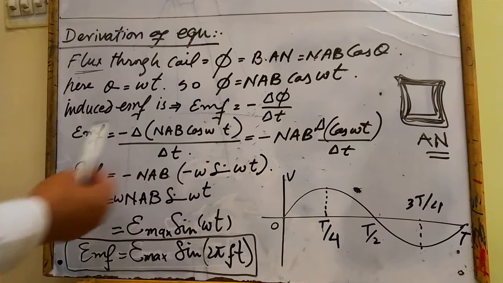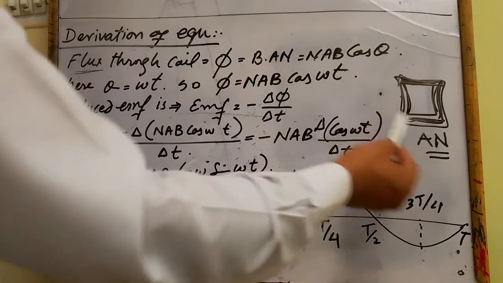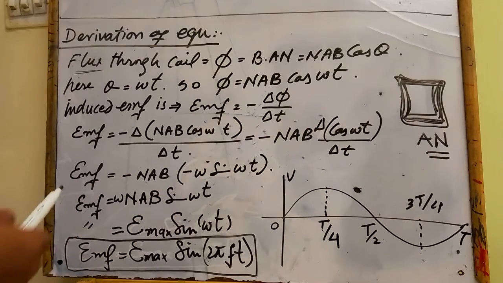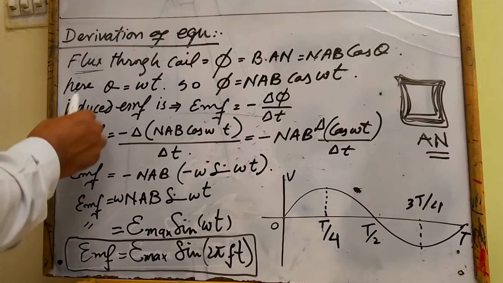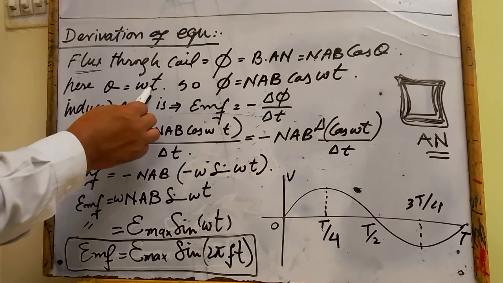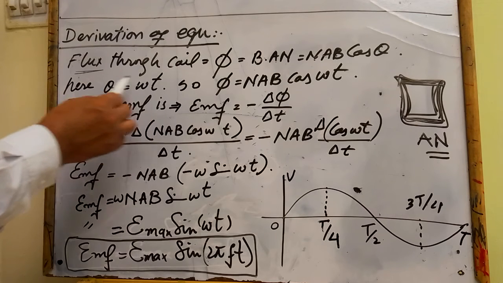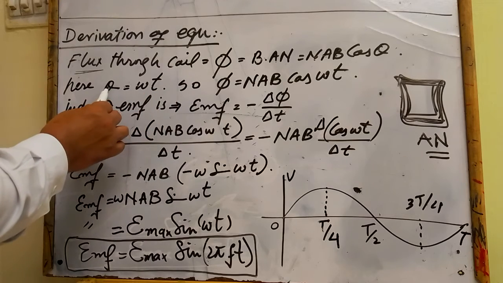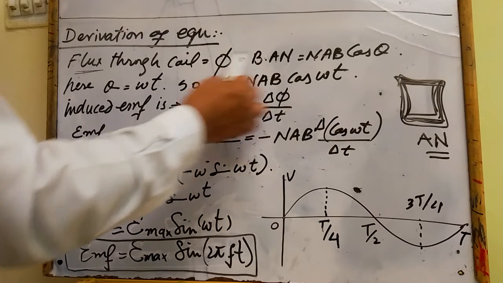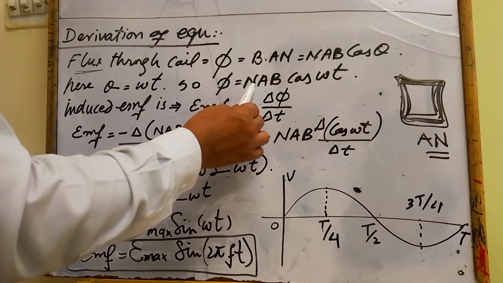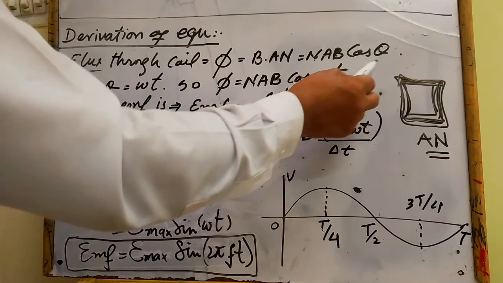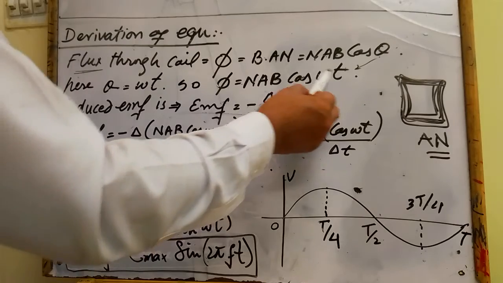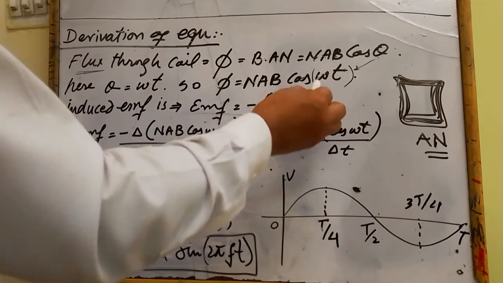As we know, the coil is rotating in a magnetic field with some specific frequency f or angular velocity omega. From the previous topic in first year, theta is equal to omega t, where omega is angular velocity, t is time, and this is the angular displacement, or angle theta. We put the value of theta in the above equation, so the flux is equal to NAB cos of omega t.